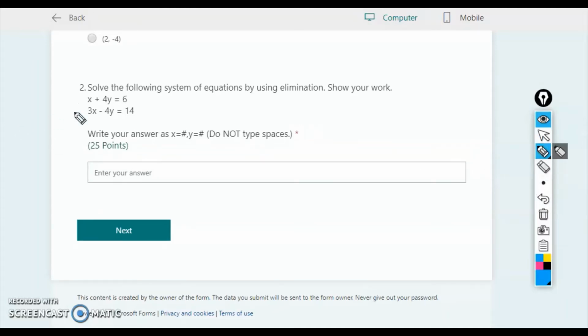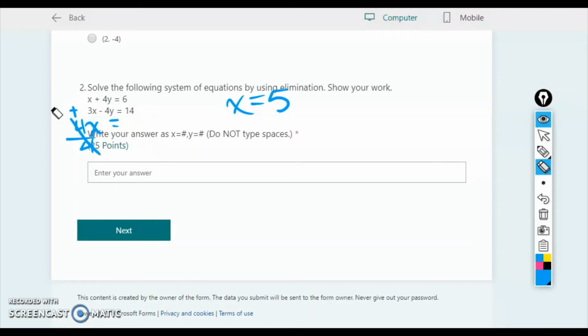So let me pick this. So 1x plus 3x is 4x. 4y and negative 4y cancel out. And then 6 plus 14 is 20. And then I need to divide both sides by 4. So now I know x equals 5.